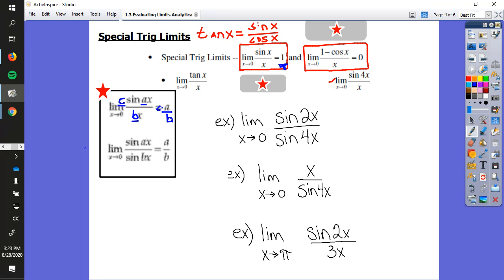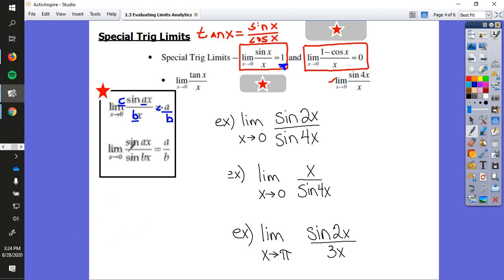Once you identify that it's the special trig limit of sine x over x, then what we really are concerned with is the coefficients on the outside and the coefficients on the inside of sine. And so really the answer is just c times a over b, whatever that could be. The bottom's the same way. And again, this is something we can definitely work through and prove why this is. For right now, we're just learning sort of the shortcut.